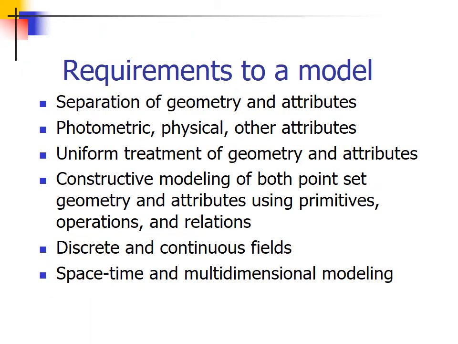Let's define the requirements for a volume model. The first one is separation of geometry and attributes. Then, the ability to model photometric, physical, and other attributes. Next is uniform treatment of geometry and attributes. Also, constructive modeling of both point set geometry and attributes using primitives, operations, and relations. One more requirement is using discrete and continuous fields for modeling. Finally, spacetime and multidimensional modeling capabilities.